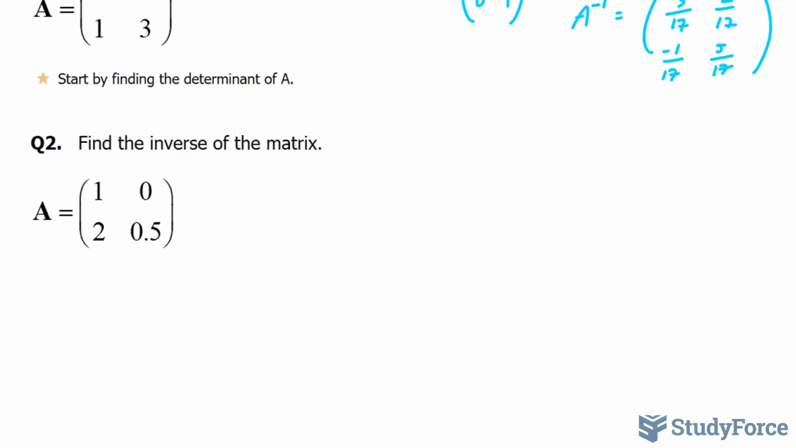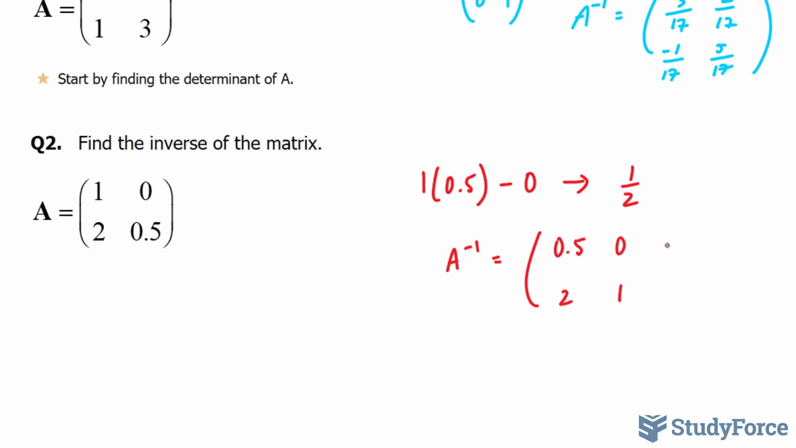Let's see if we've memorized the steps. The first step was to find the determinant. 1 times half minus 0 times 2, and this gives us simply half. That's our determinant. The next step was to change the diagonal, where we have A inverse is equal to 0.5, 0, 2, and 1.